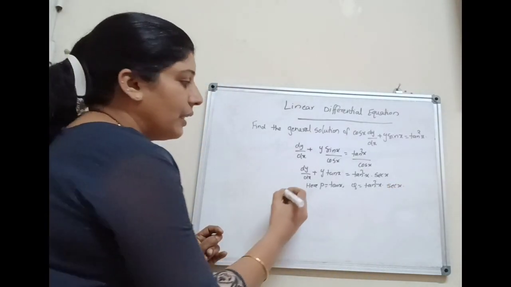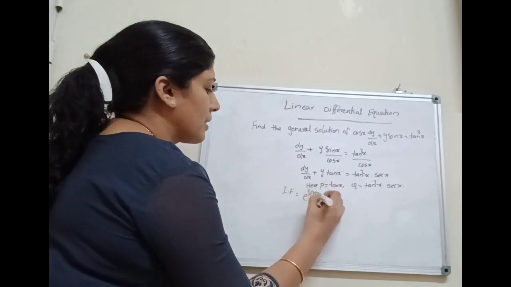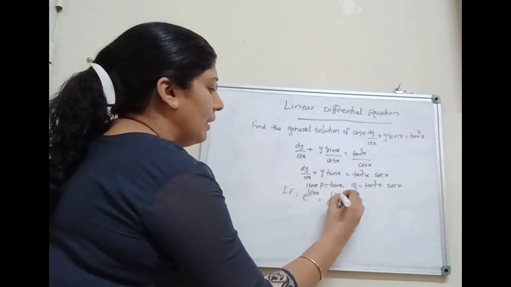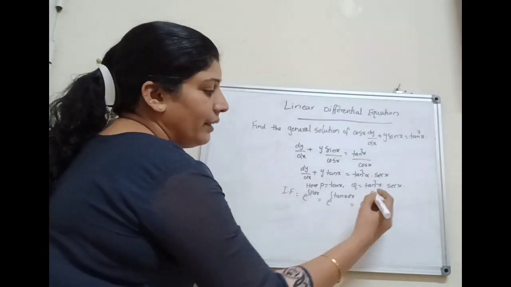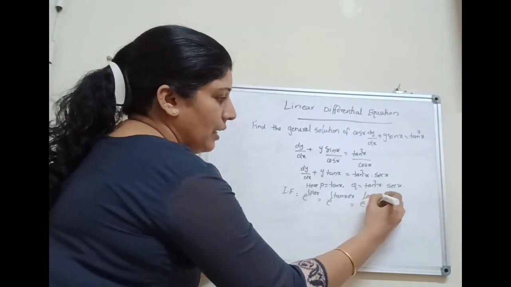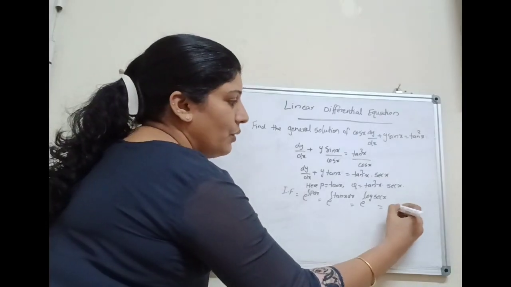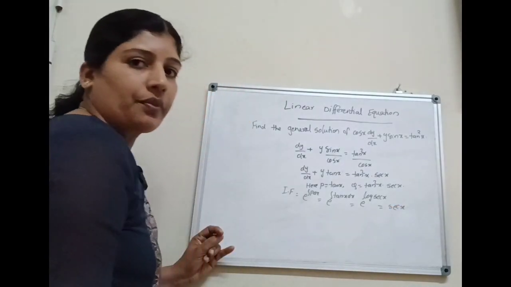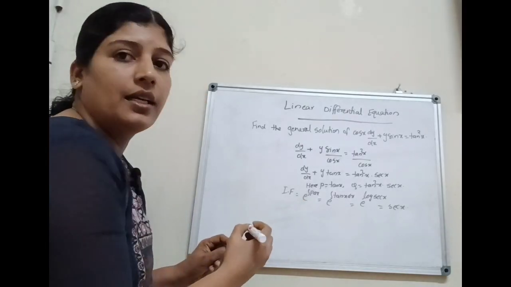Next we have to find the integrating factor. Integrating factor is e raised to integral p dx, that is e raised to integral tan x dx, which is e raised to log sec x. Therefore e raised to log sec x is equal to sec x itself. Therefore the integrating factor is sec x. Next we have to find the general solution.